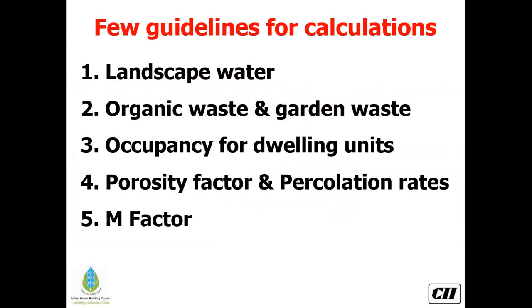We would like to share some guidelines that we normally come across in the calculations. For example, in the case of landscape water requirement, many projects submit many different calculations. For example, they submit evapotranspiration and landscape species water requirements depending on different plant species, whereas we want to make it much simpler. If you are arriving at a landscape water requirement, we recommend a simple thumb rule of 6 to 8 liters per square meter for a landscape area.